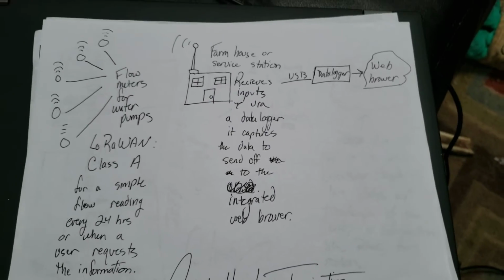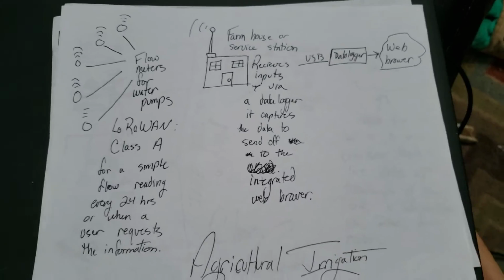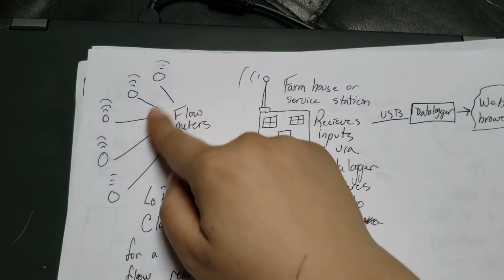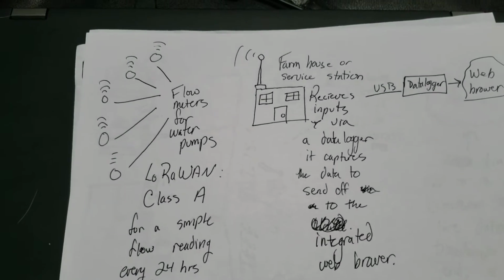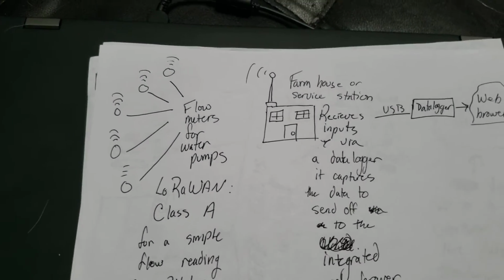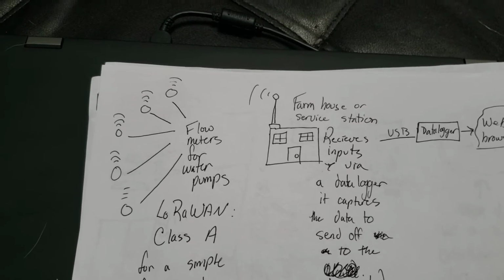Next is the water pump station in a rural area, like a farm. Right here I've got flow meters for the water pumps. They will all be wireless, battery powered, based off of low consumption.